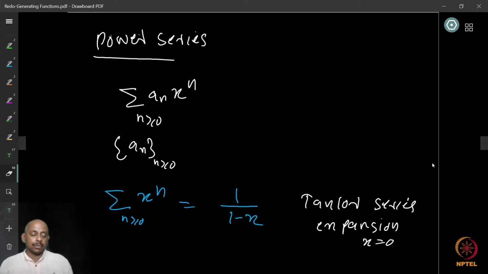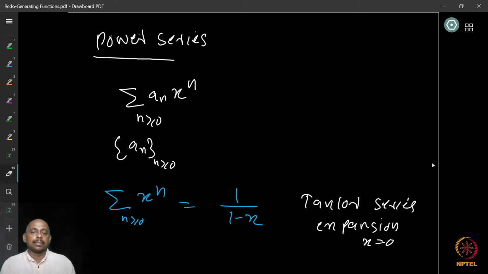So to do this, what we are going to do is to define what is called formal power series. Before going to formal power series, let us see what is a power series. Given any sequence of real numbers, let's say a_n for n greater than or equal to 0, we can associate a power series by multiplying a_n with x raised to n and summing over all n.